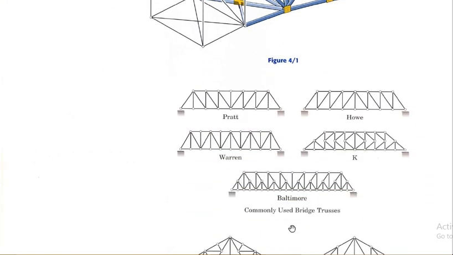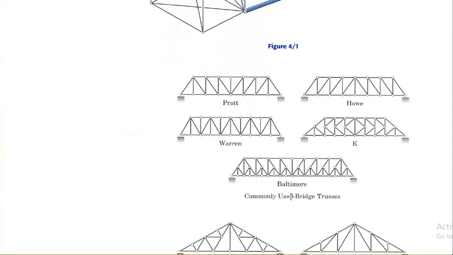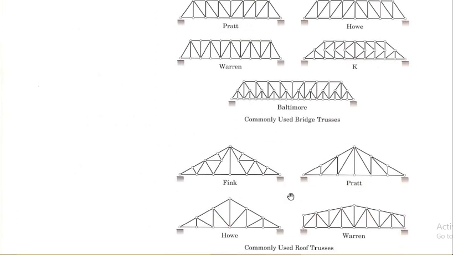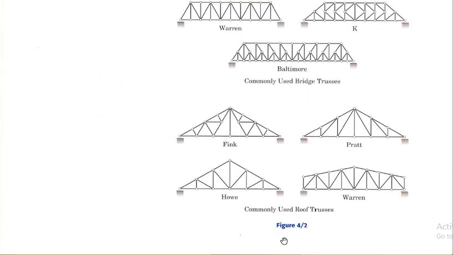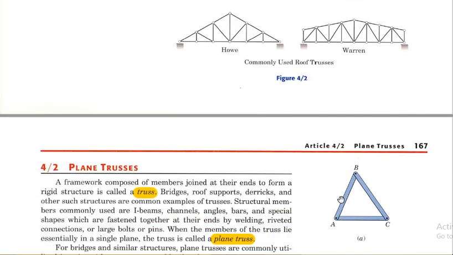Here are examples of commonly used bridge trusses: Pratt, Howe, Warren, K and Baltimore. These are the names of the scientists or engineers who designed these structures. Commonly used roof trusses, which are used in our roofs, in large sheds and workshops, are Fink, Pratt, Howe and Warren.